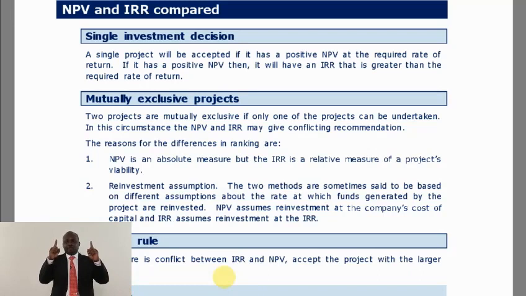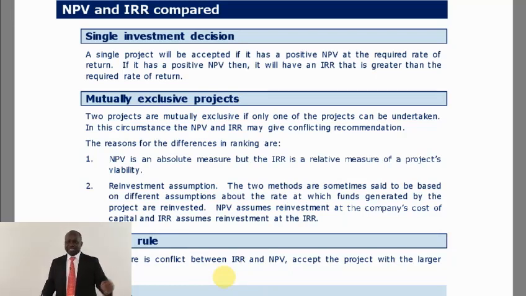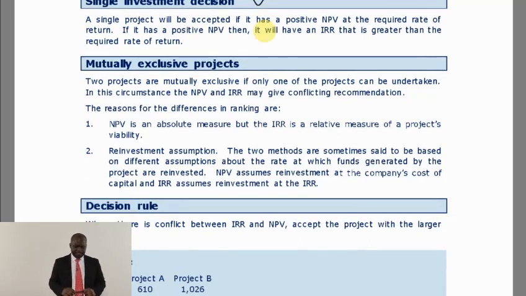So where I have got only one project, if NPV is positive, automatically internal rate of return will be greater than that cost of capital. Therefore, if NPV says accept the project, internal rate of return will also say accept the project. There wouldn't be any conflict. So when there is a single project, no conflict between NPV and internal rate of return.